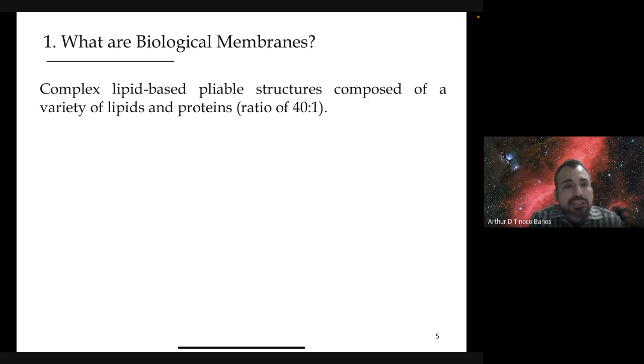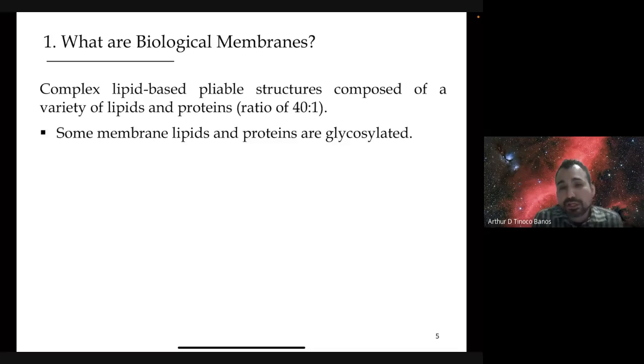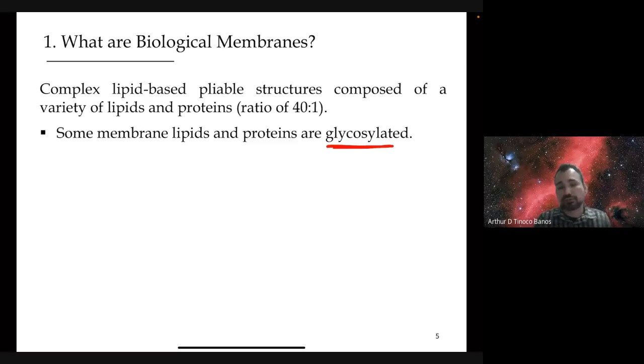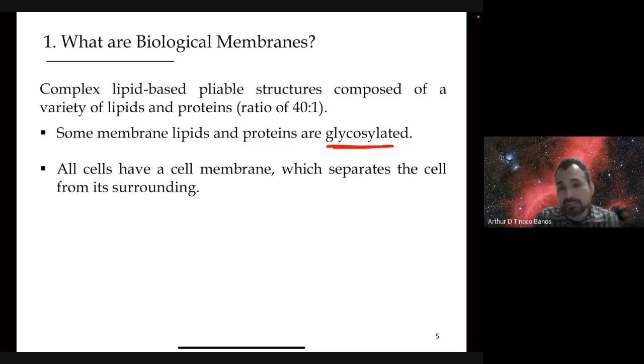All right, so as I was mentioning, when we're looking at the biological membranes, we're essentially focusing on a complex lipid-based pliable structure that is composed of a variety of lipids and proteins. So we have a ratio of 40:1, okay? And so some of these membrane lipids and proteins are glycosylated. And if anyone has worked with glycosylation of molecules, what that essentially entails is that you're adding a component that can potentially increase the hydrophilic property of the given structure. And for proteins especially, that can allow for solubility, right? That's an important property for certain types of proteins, especially those that may be involved in transport.